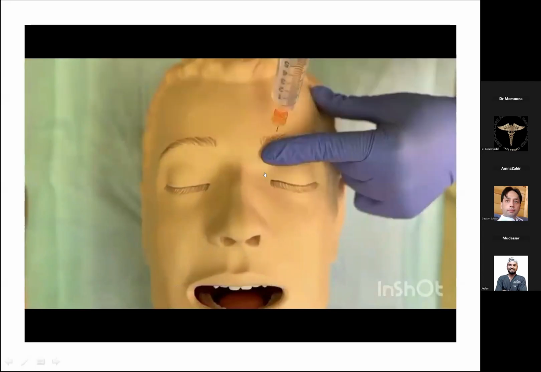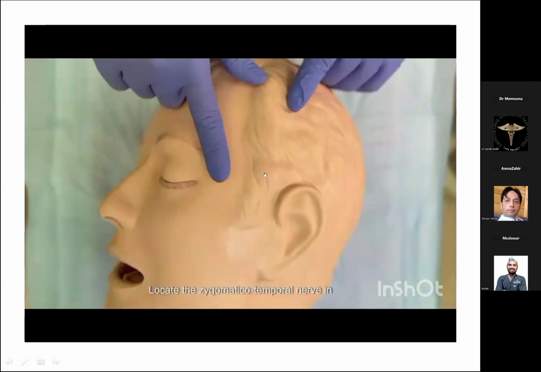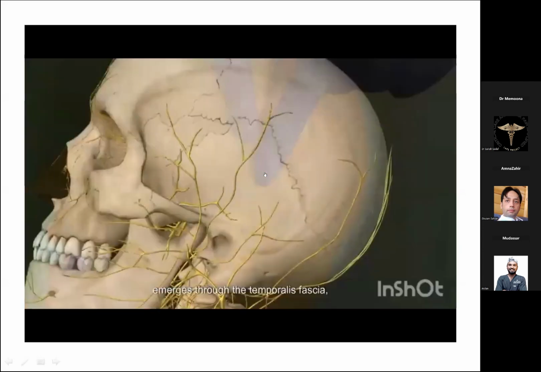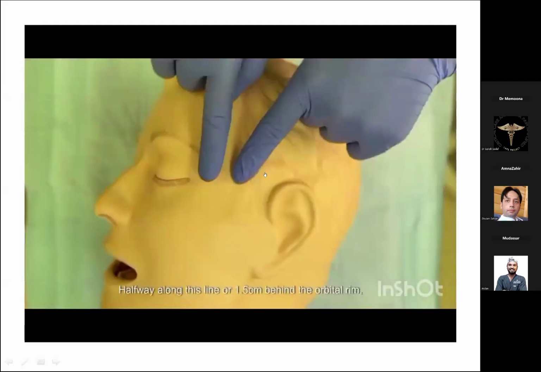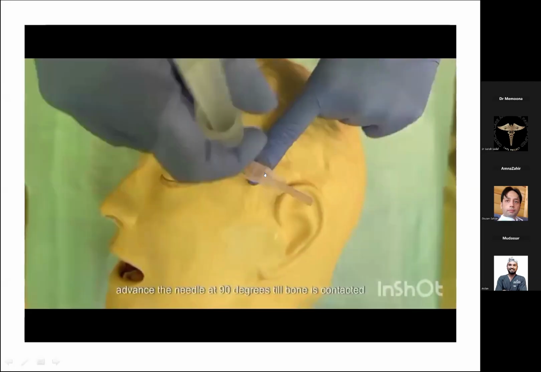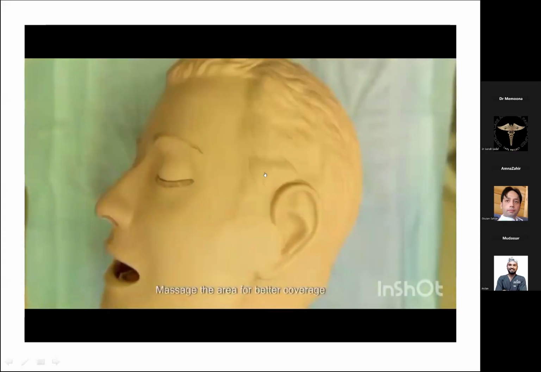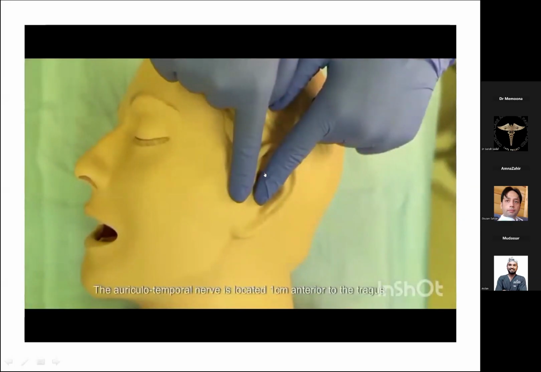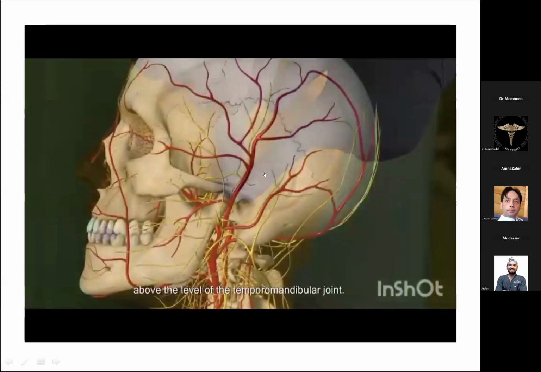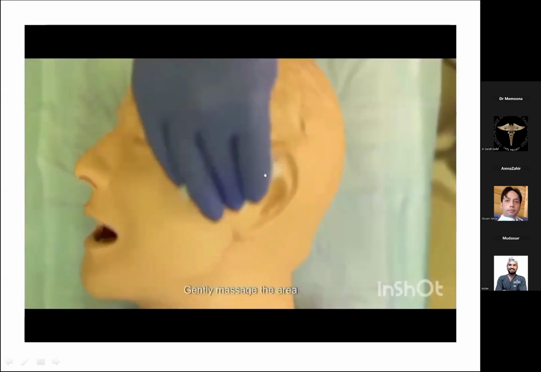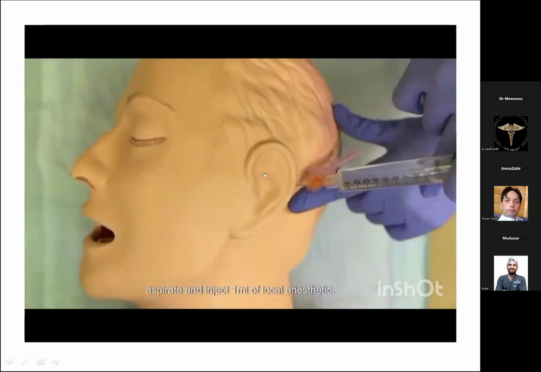Then the patient's head is turned to the side and a line is drawn from lateral orbital margin to the superior border of helix. And then the midpoint of this line is going to be our injection site for blocking the zygomaticotemporal nerve. After that, in front of the tragus, one finger breadth anteriorly, we are going to palpate for superficial temporal artery, and just behind this palpation and pulsation, we are going to block the auriculotemporal nerve. At the same level of tragus, but behind the auricle, great auricular nerve is blocked.